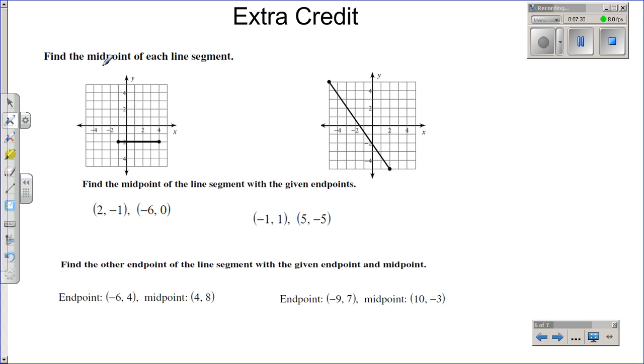Alright, so extra credit. For 1 and 2, I want you to find the midpoint of each of these line segments. For 3 and 4, same thing. Tell me where the midpoint would be between these points. And for 5 and 6, you have the endpoint and the midpoint. I want you to tell me where the other endpoint would be. Show all your math and all your work for these. Don't just turn in the answers.